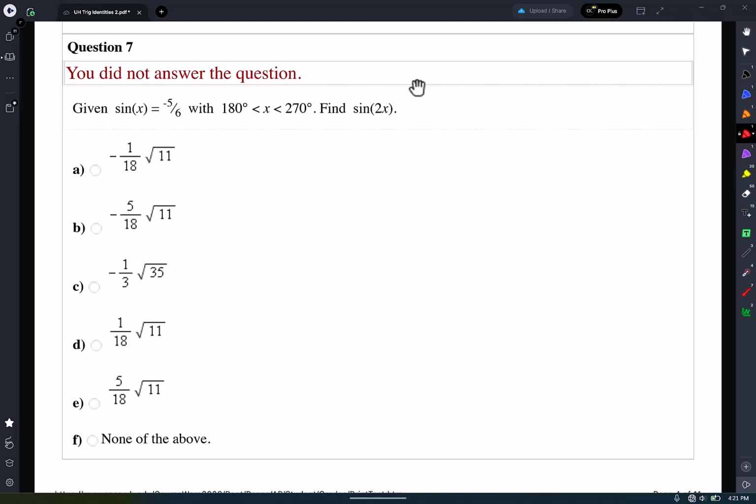Sine 2x. Again, we're just going to write sine 2x equals 2 sine x cosine x. Here we go. They give me sine x, and I'm in 180 to 270, so that is quadrant 3.